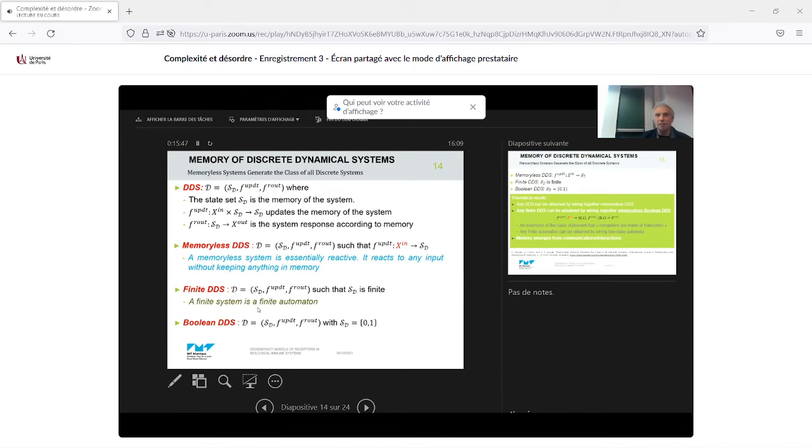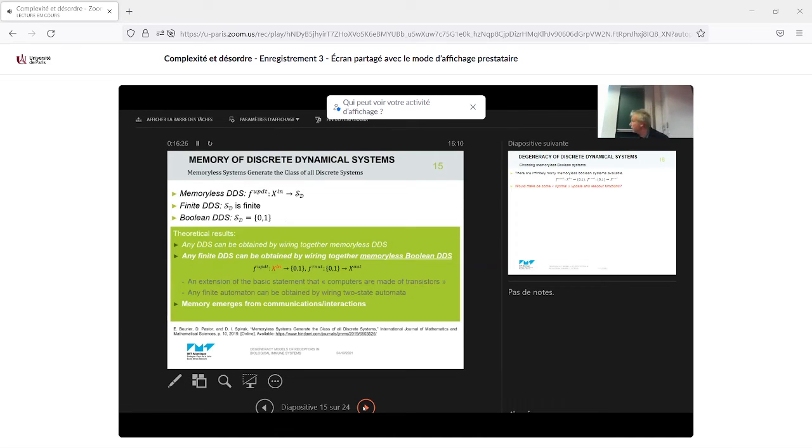We have now the finite DDS. The finite DDS may have some memory or not. In fact, the finite DDS is characterized by the fact that its set of states is finite. And among all finite DDS that you can imagine, you have the Boolean DDS. The Boolean DDS is simply a finite DDS whose set of states is reduced to {0, 1}. Okay, these are the players, and with these definitions, we can state the following results.